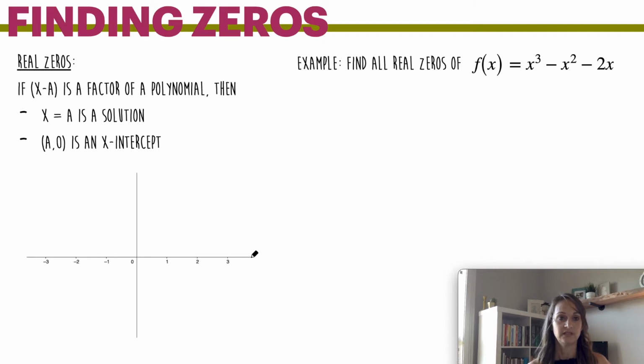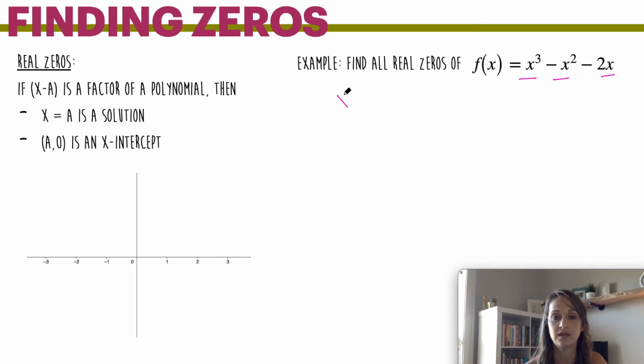So, finding zeros. The real zero: if x minus a is a factor of a polynomial, then x equals a is a solution, and then (a, 0) is an x-intercept. So for example, if we were to find all the zeros of this function, the first thing we know is that we have a common factor. In a previous video, we discussed how to factor a polynomial. There is an x value in every one of these terms.